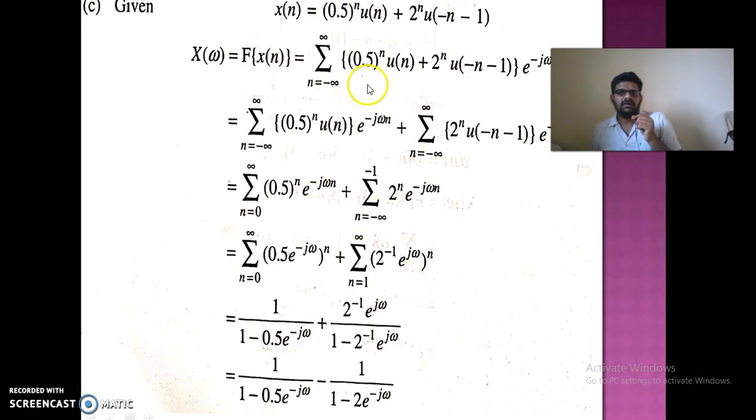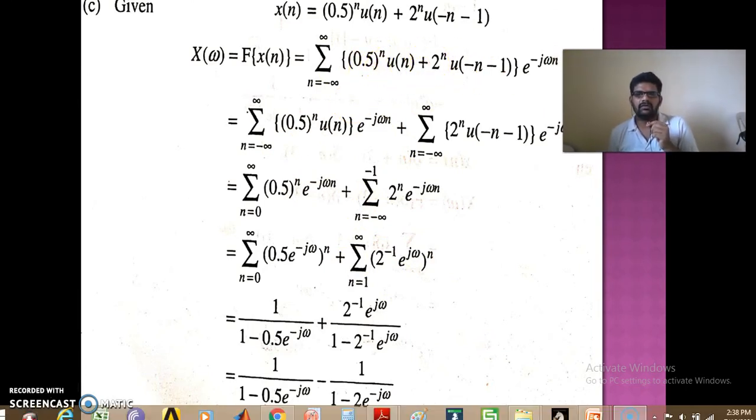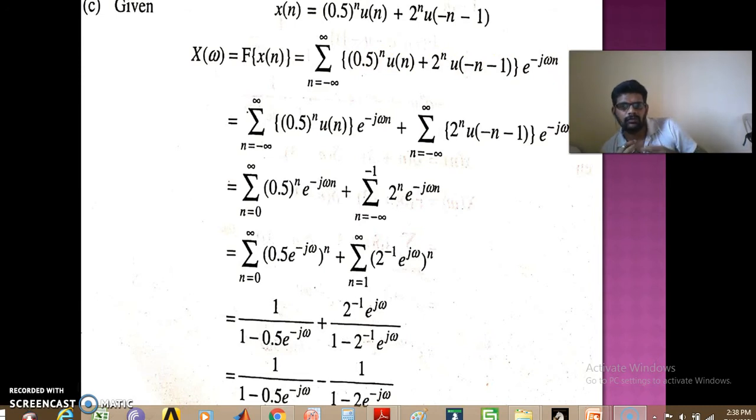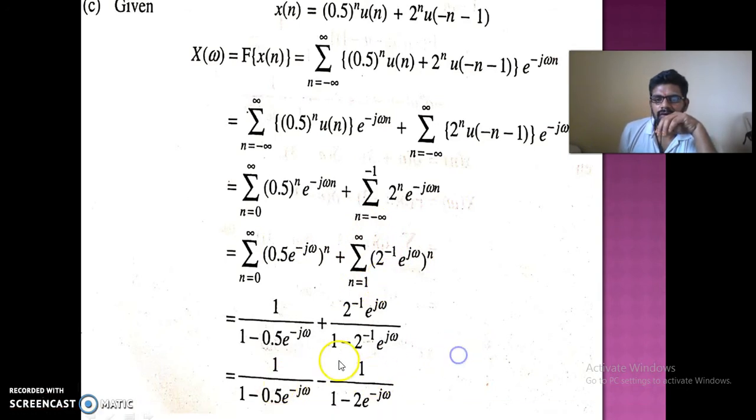So substituting in the formula, 0.5 whole power n u of n plus 2 power n u of minus n minus 1 e power minus j omega n. So dividing into 2, that is by applying the linearity property, you can calculate the first step and then find the DTFT by using your traditional formulas, geometric progression, arithmetic progression. So progression formulas are there in your lower classes. Using that formula you can solve the summations. So finally you get the answer by simply solving the equations.